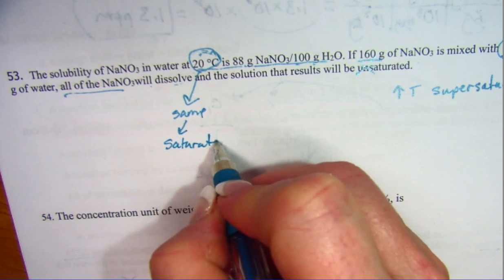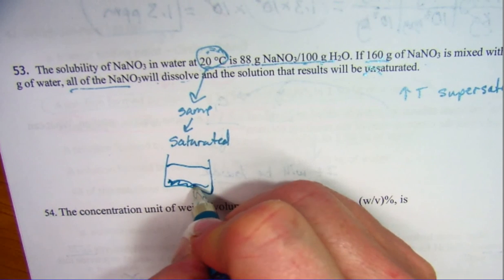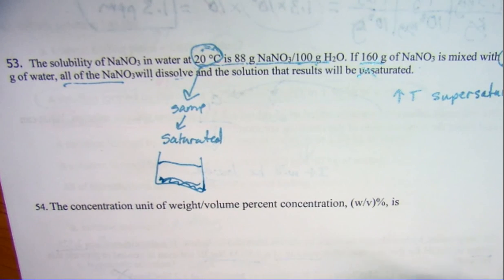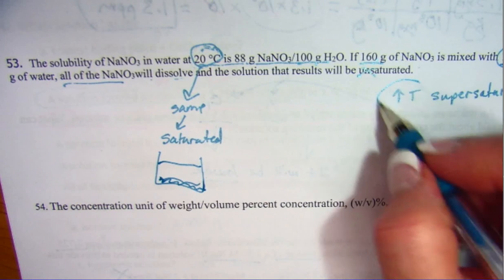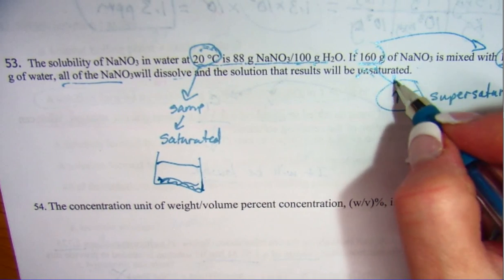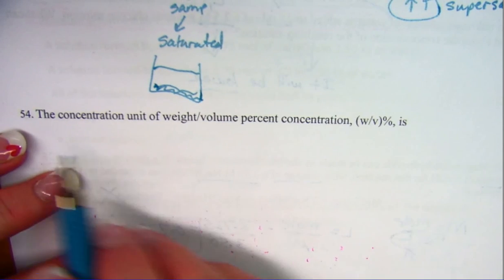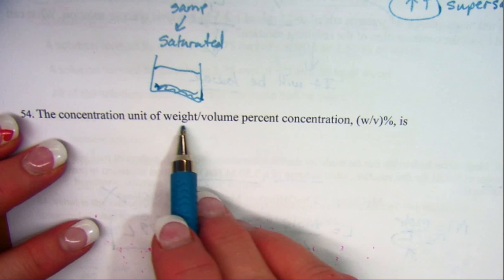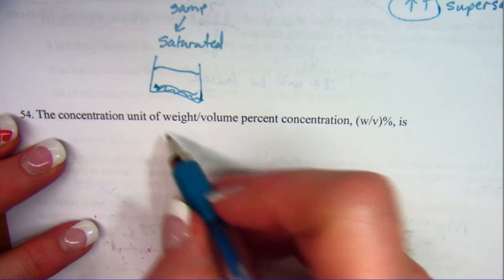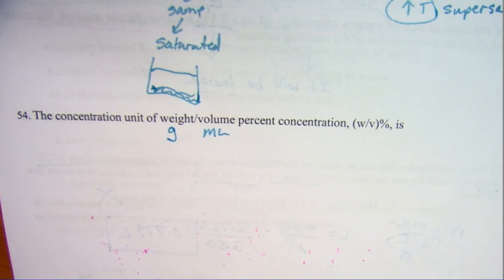And I have stuff that's not dissolving, solid down here at the bottom. The only way I'm going to get all of this to dissolve is to raise the temperature to make it supersaturated. Okay, the last one right here, the concentration of weight per volume percent is this. They just want you to know it's grams and milliliters, and we're done.